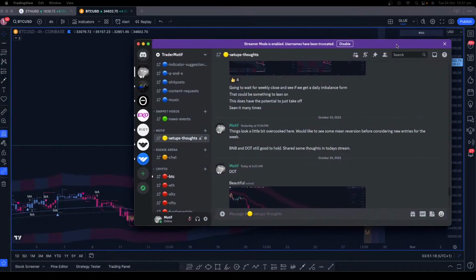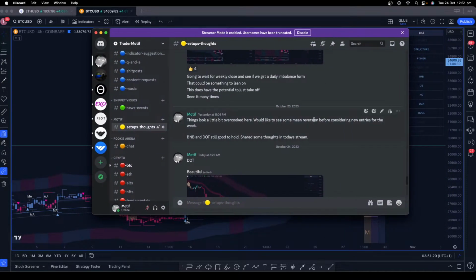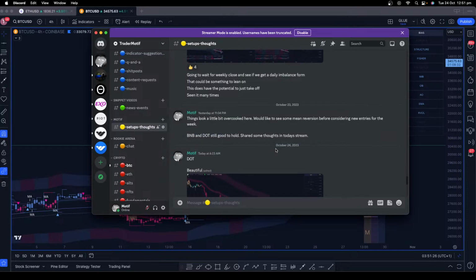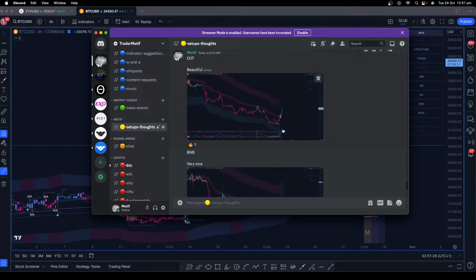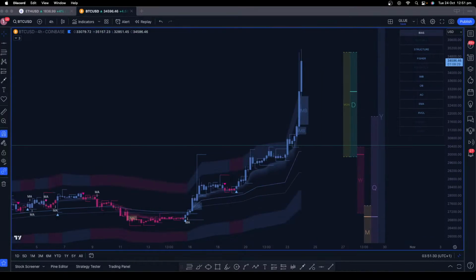So yesterday I wanted to look for some mean reversion, but I did say BNB and DOT are still good to hold, okay? And that's why we were holding on to these ones, because at this point right here, there was nothing indicating a short whatsoever. It was holding that level. The short would have been if we got back below that area. Because that would have then been back below the range.